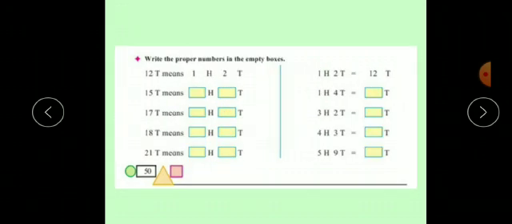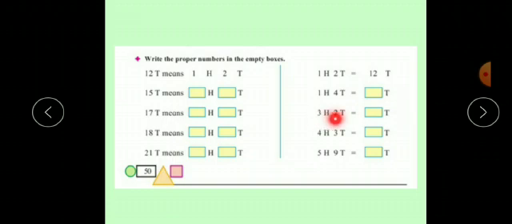Now on the other side, the reverse of this is given. Now 1H 2T is given and you have to write the answer. Now here 1H 2T. So 10 plus 2, so we get 12. Okay, 100 means 10 tens. So 10 plus 2 we get 12, or 1 2, it is 12. So it is 12T.